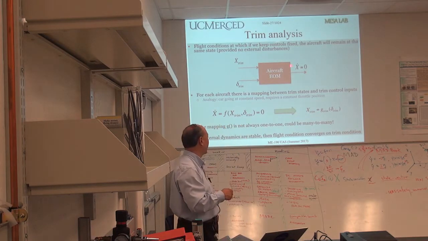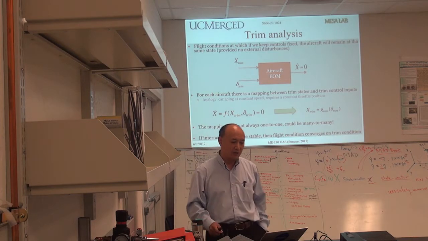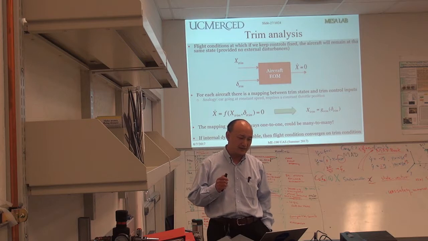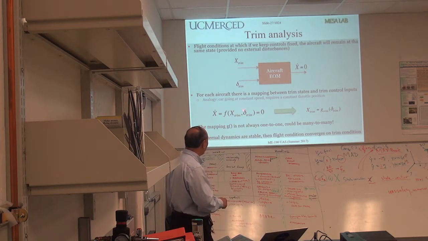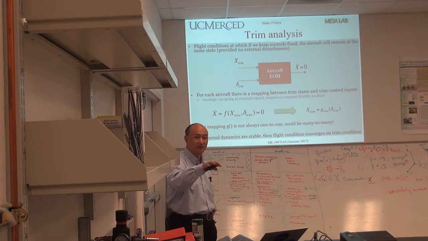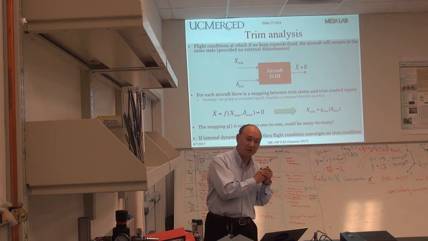So, in mathematics speaking, we hope that the change of velocity is zero. So that's x dot is zero. When x dot is zero, I want to understand how that can happen. So basically, when this is zero, I try to solve x and delta. Usually, given delta, what is x? Because delta is what you actively give to the aircraft. Delta is the control variables, remember?